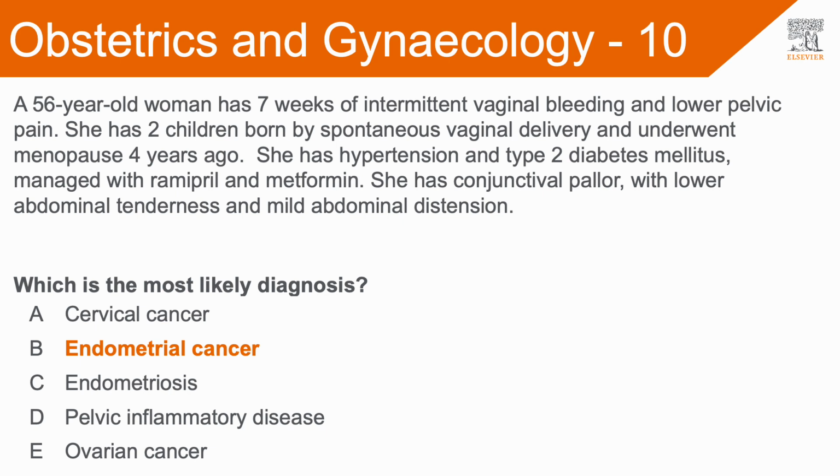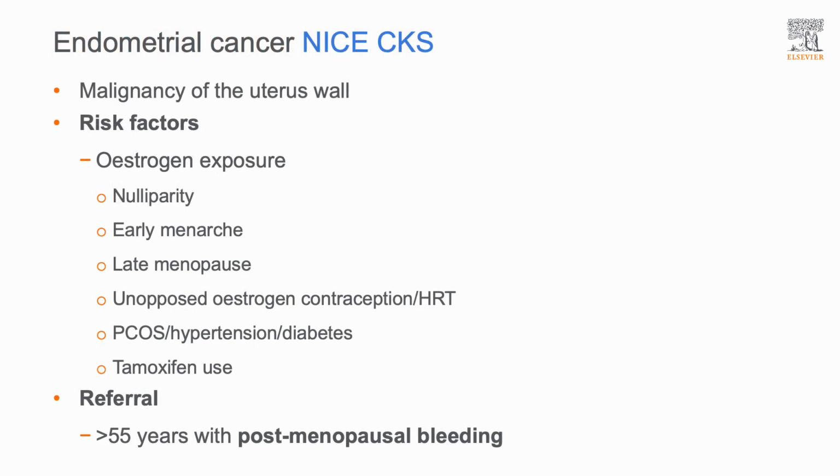The correct answer in this case is B, endometrial cancer. The key features in this stem are postmenopausal bleeding that lead us to the likely diagnosis. Endometrial cancer is a malignancy of the uterus wall.